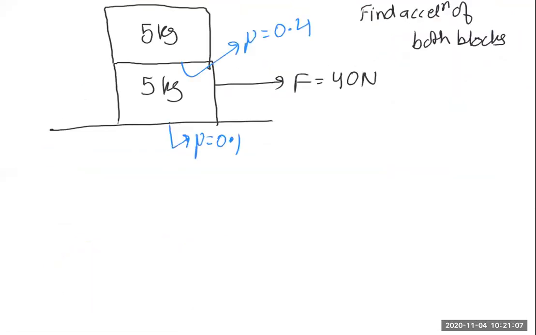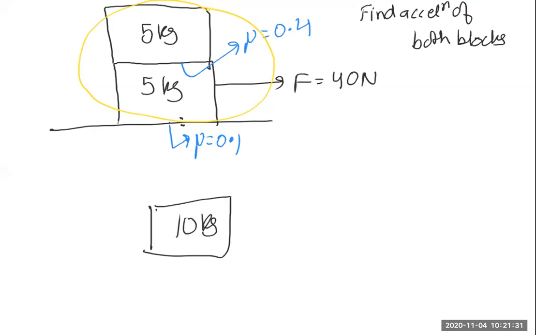Yahan pe we consider them as one block. Now what Vishwajit was asking, niche bhi friction aa gaya. Lekin ye jo niche friction hai, ye case 1 wala hai. Isme koi case 2 nahi hai. Okay? So humare paas aayega 10 kg block.